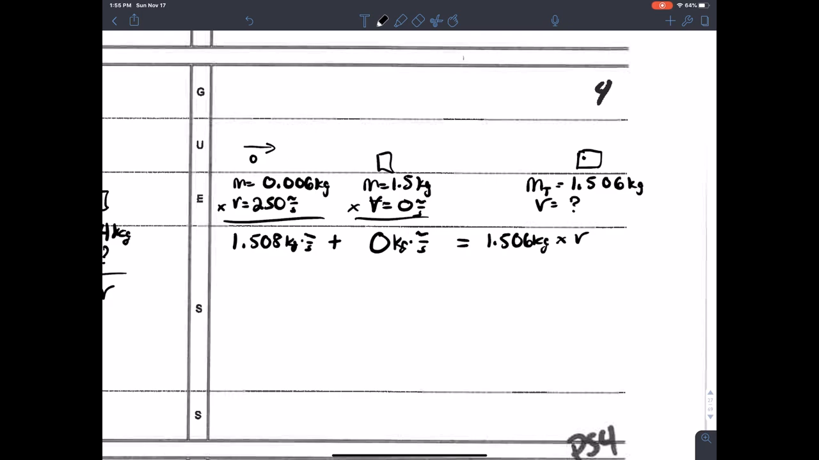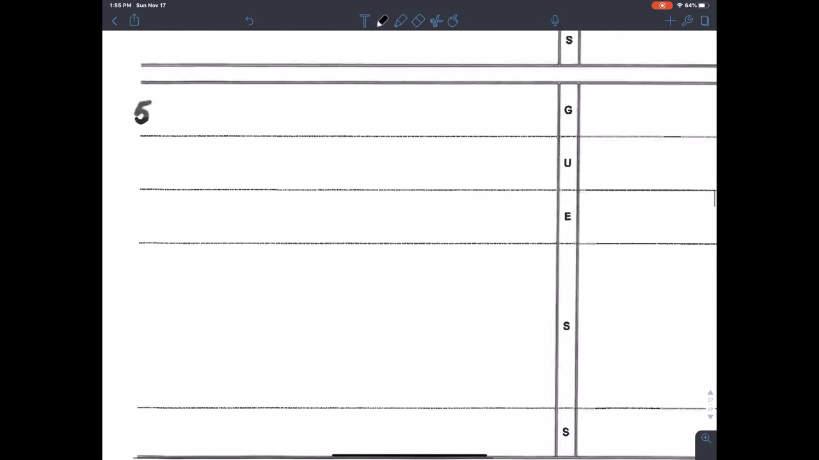So if we divide it out, it's going to come out to be about 1. So if we divide that to be accurate, you have 1.508 divided by 1.506. Yeah, let's just say 1. So 1 meter per second is going to be the velocity, and that is going to be going to the right like that. Last question.